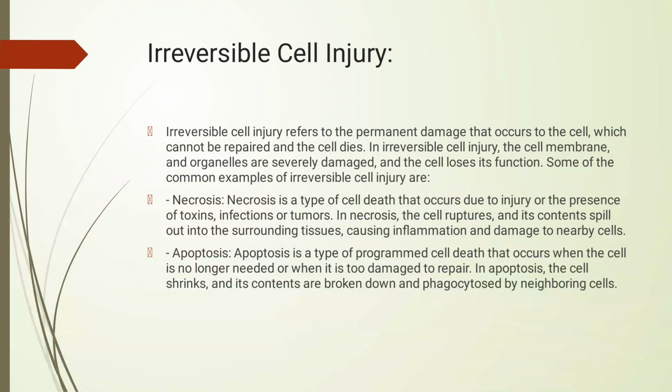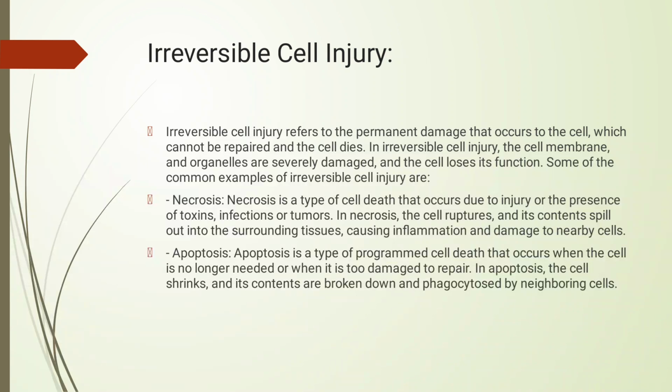Necrosis is a type of cell death that occurs due to injury, toxins, infections or tumors. Here the cell will rupture and its contents will spill out. It will cause inflammation and damage to the nearby cells. This is one type of cell death.